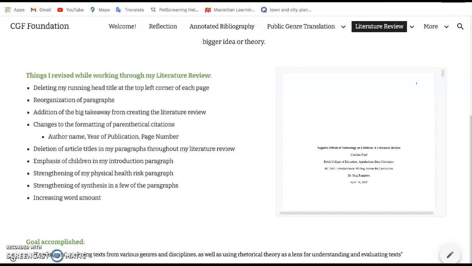So, to discuss a little bit about my literature review and the process for that, I have included bullet points on the revisions I made for this assignment as well. So, I want to discuss a few of those major revisions and explain them in a little bit of detail. One of the major revisions that I made was a reorganization of my paragraphs.